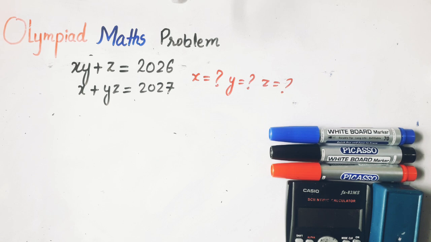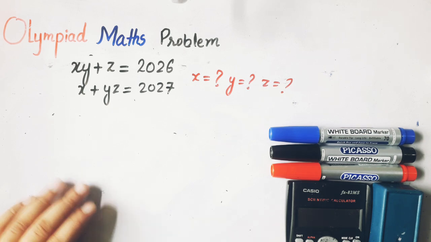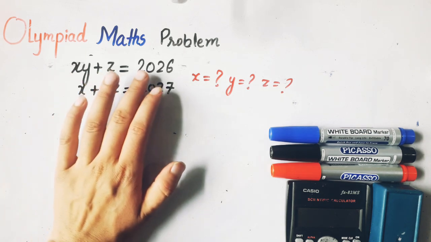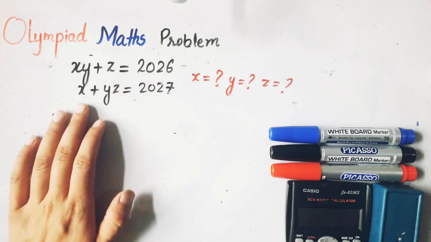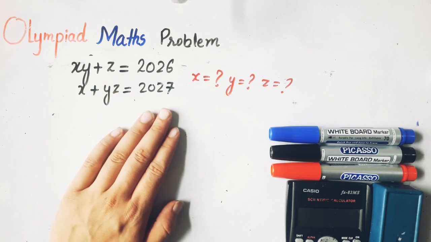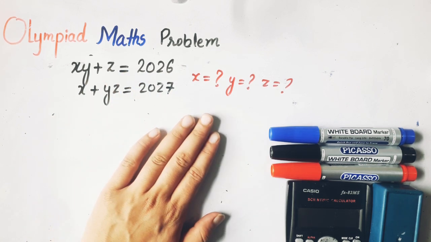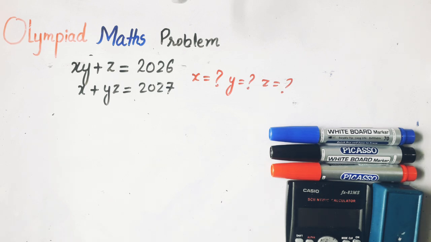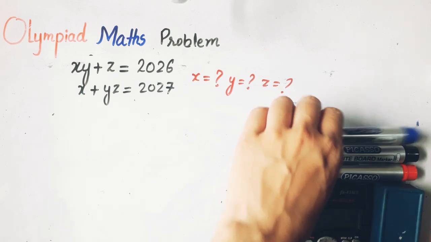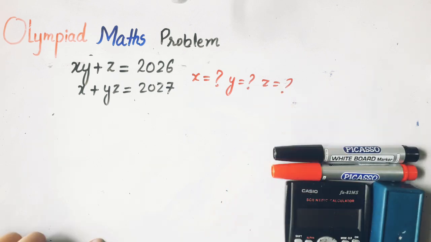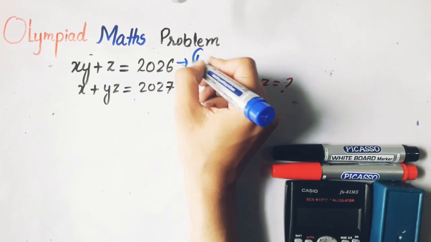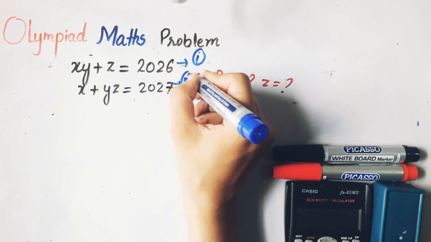In today's video, a very interesting Olympiad problem: xy plus z equals 2026, x plus yz equals 2027. Find the value of x, y and z. So we will solve this by subtracting both the equations. Consider this is 1 and this is 2.